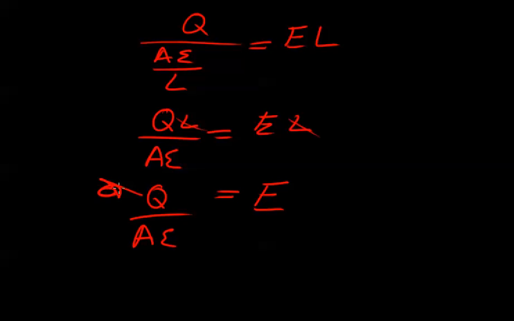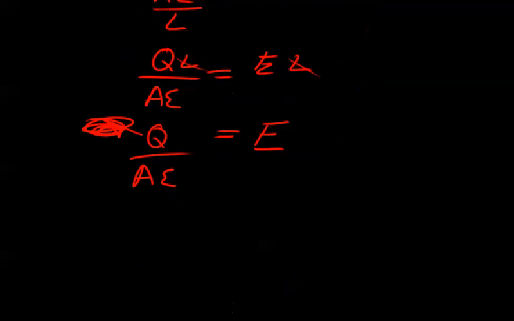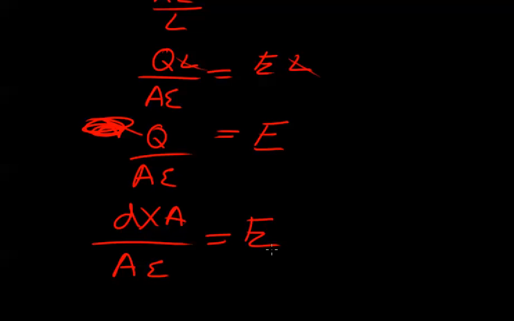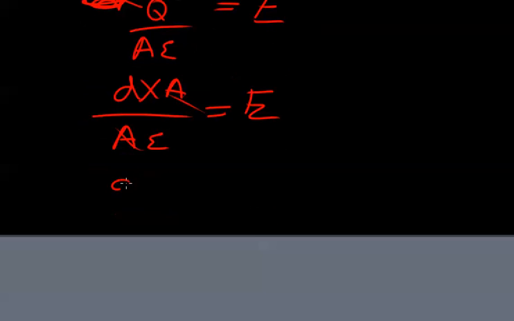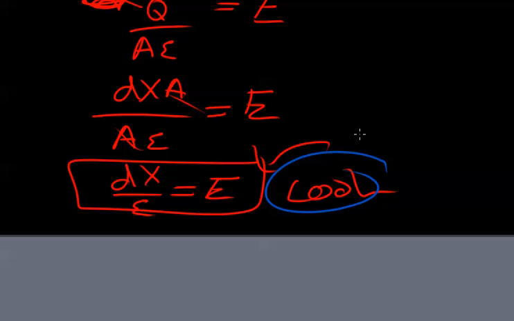And now we have to look up the definition of Q. Well, we had this right here, Q equals dXA. So dXA over AE equals E, these cancel, dX over epsilon equals E. This is nice. This is a nice equation right here. This is cool, man. If you don't think it's cool, then you are not cool. Let's continue next time.